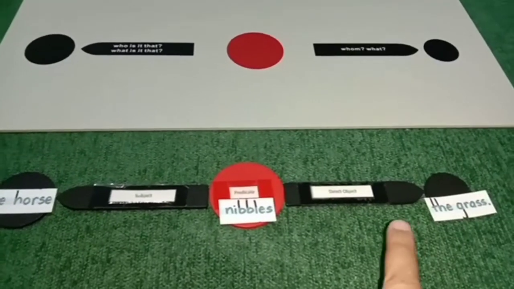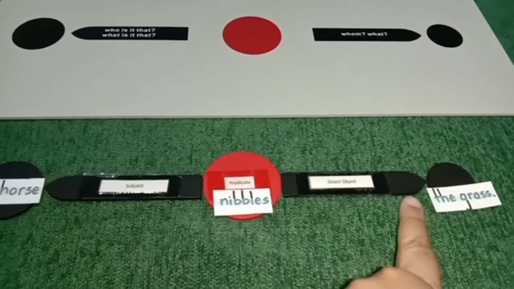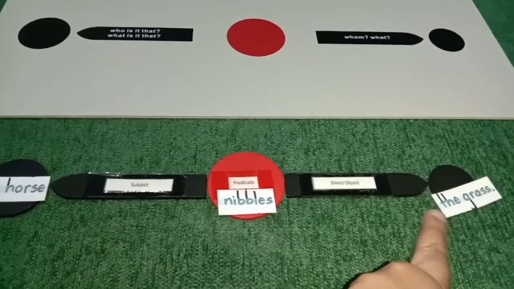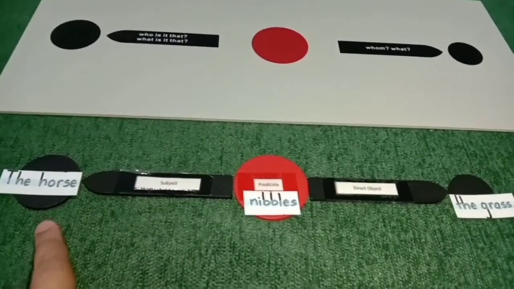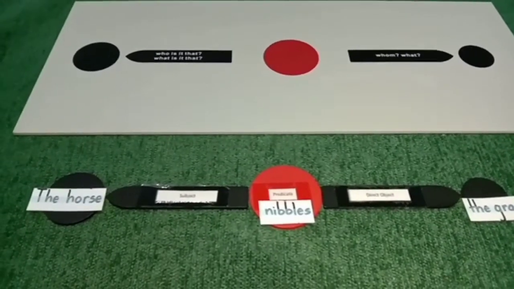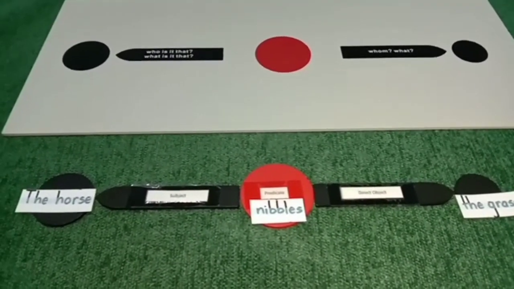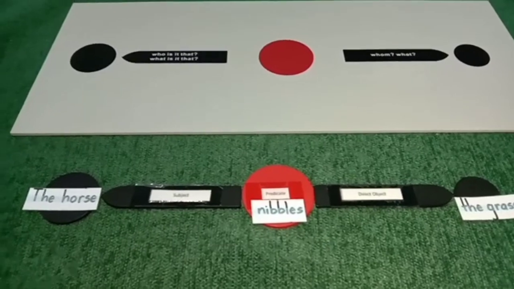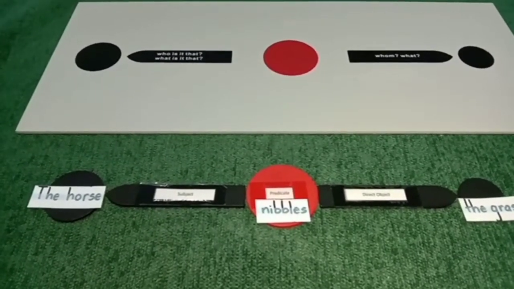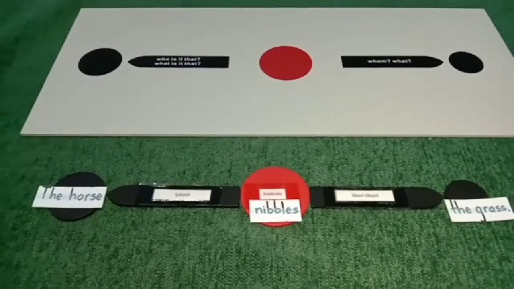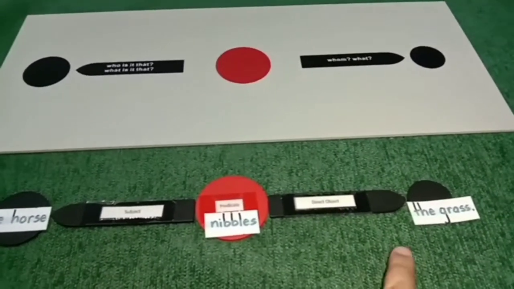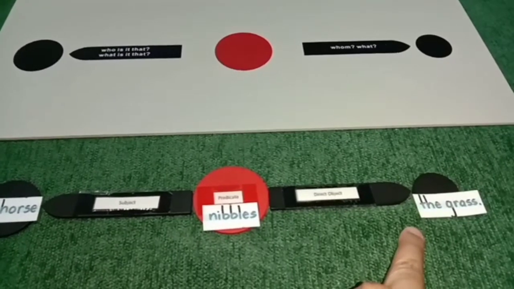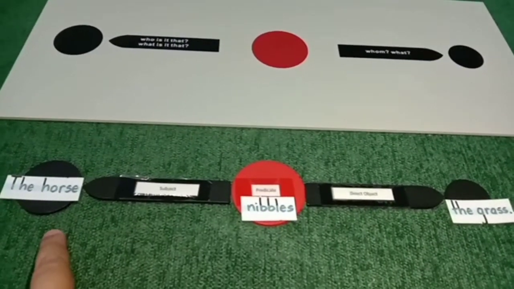Then why is the black circle for the direct object smaller than the black circle for the subject? Well, it is because the direct object does not have the same importance to the sentence as the subject. That is why it is represented smaller than the one for the subject.